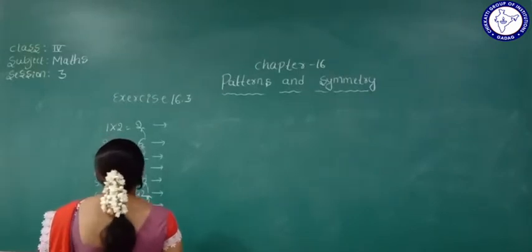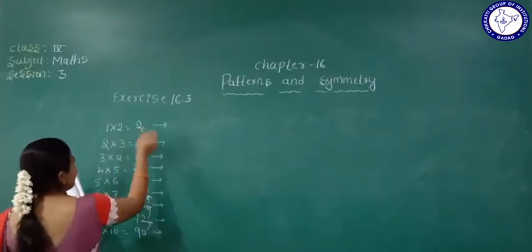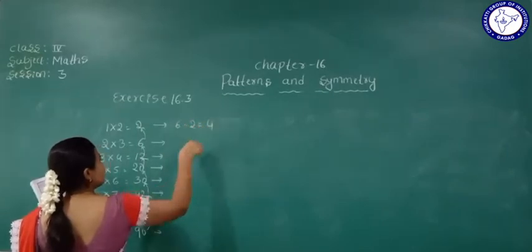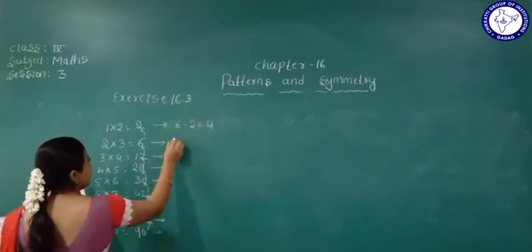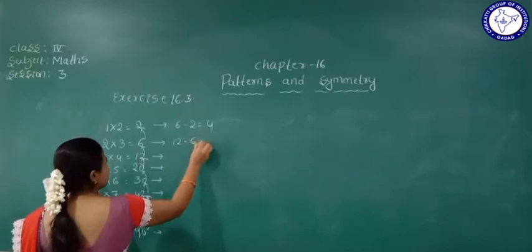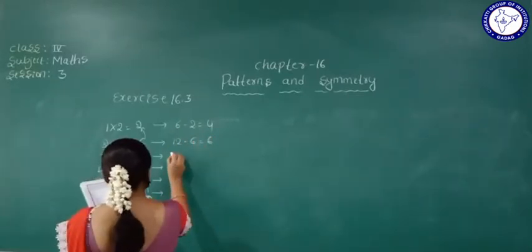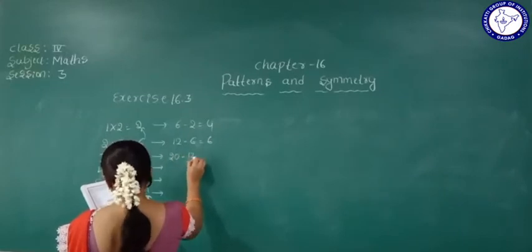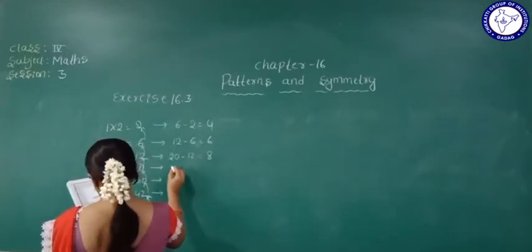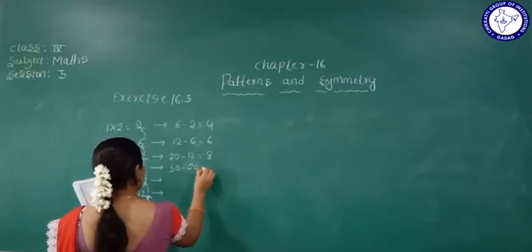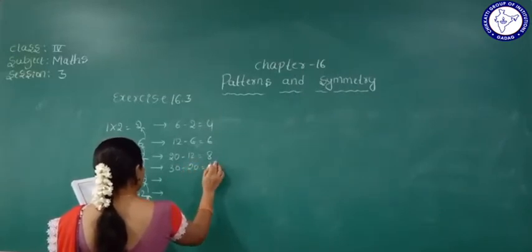Yes, so they are given here: 6 minus 2. 6 minus 2 is equal to 4. And here, 12 minus 6 is equal to how much? 6. Next, 20 minus 12 is equal to 8. Then 30 minus 20 is equal to 10.